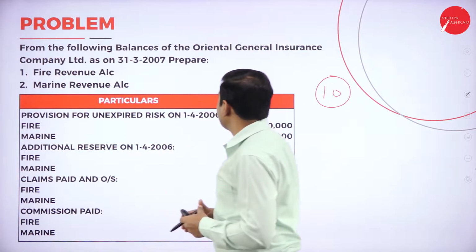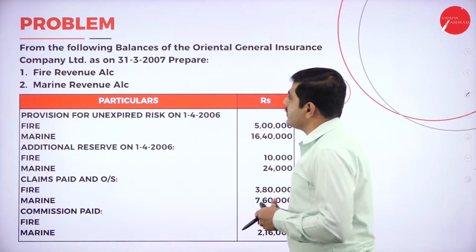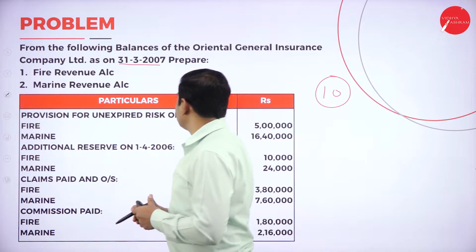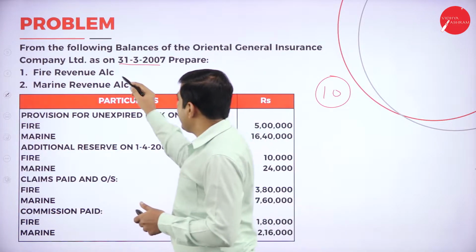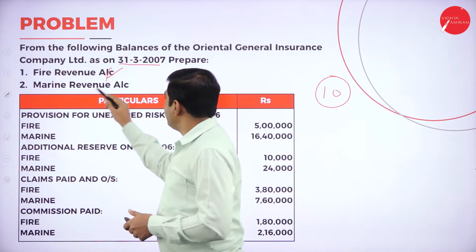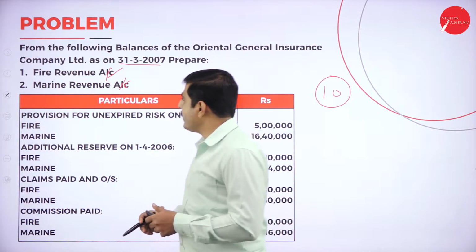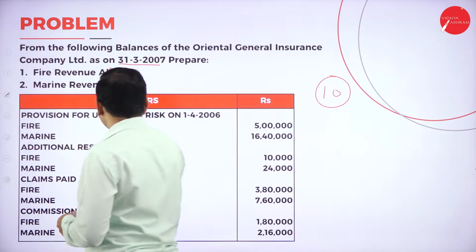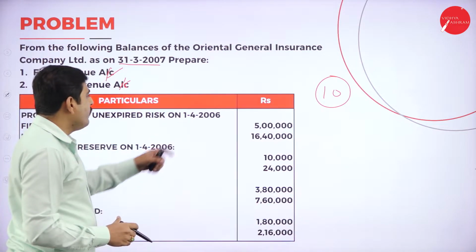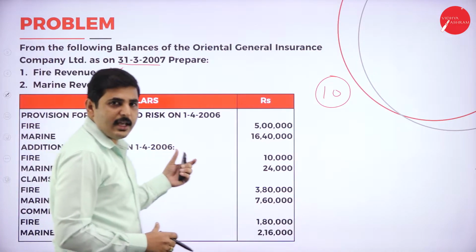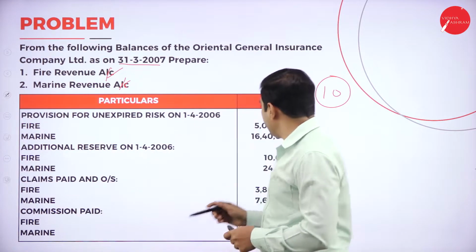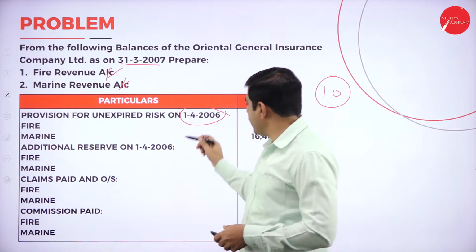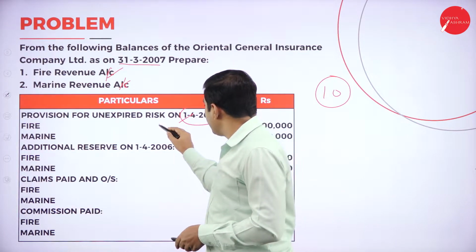From the following balance sheet of Oriental General Insurance Company Limited as on 31st March 2007, prepare fire revenue account and marine revenue account. We have to prepare fire revenue account and marine revenue account. Next one, provision for unexpired risk on 1/4/2006, where we have to take it? So is it opening or closing? This is opening. So opening provision for unexpired risk, where you should take it in premium, schedule number 1.